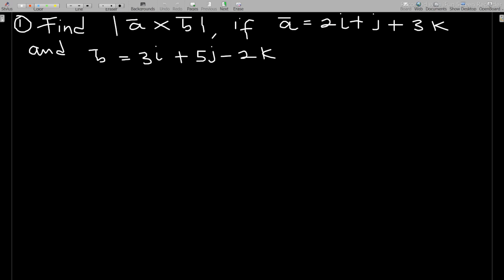So in this first question, we have to find the magnitude of A cross B, if A is given as this and B is also given as that. The moment you see the two bars like that, it means magnitude. All right, so let's start.